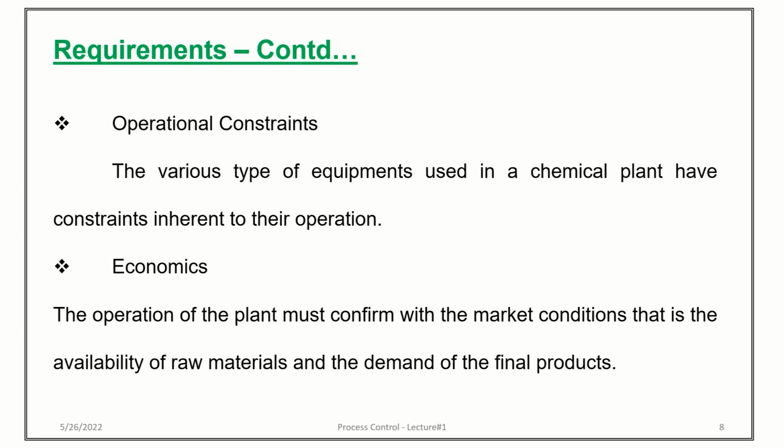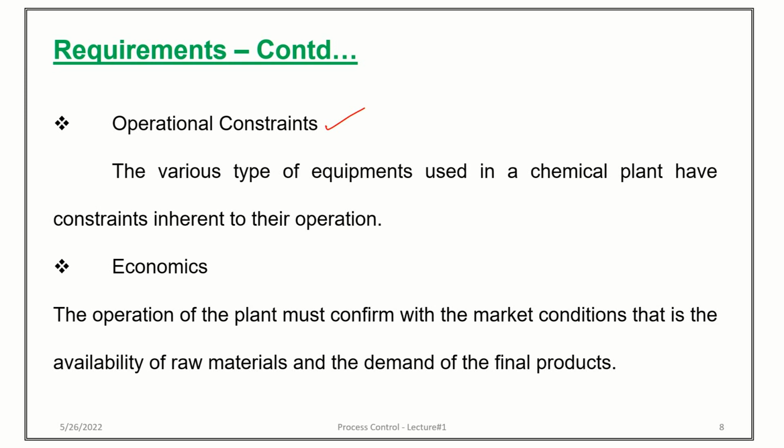Then coming to the next specification, which is called the operational constraint. The various types of equipment used in a chemical plant have constraints inherent to their operation. These constraints should be satisfied throughout the operation of the chemical plant. For example, a pump should have at least some positive suction head. That is, the tank should never be overflooded, and similarly it should not go dry, right?